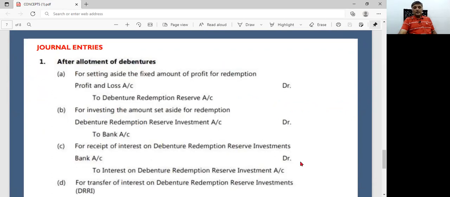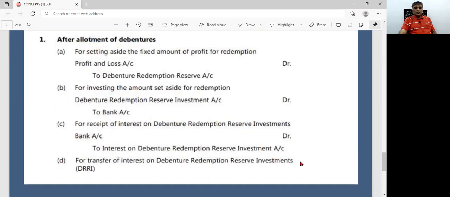Now, if you're going to create a DRR to the extent of 10%, what is the entry we have to pass? Debit P&L account, credit debenture redemption reserve account, because this is set aside from the profits. Then, as I said earlier, we need to make an investment as well. DRRI to bank, it's an asset, right? So debenture redemption reserve investment account debit to bank.